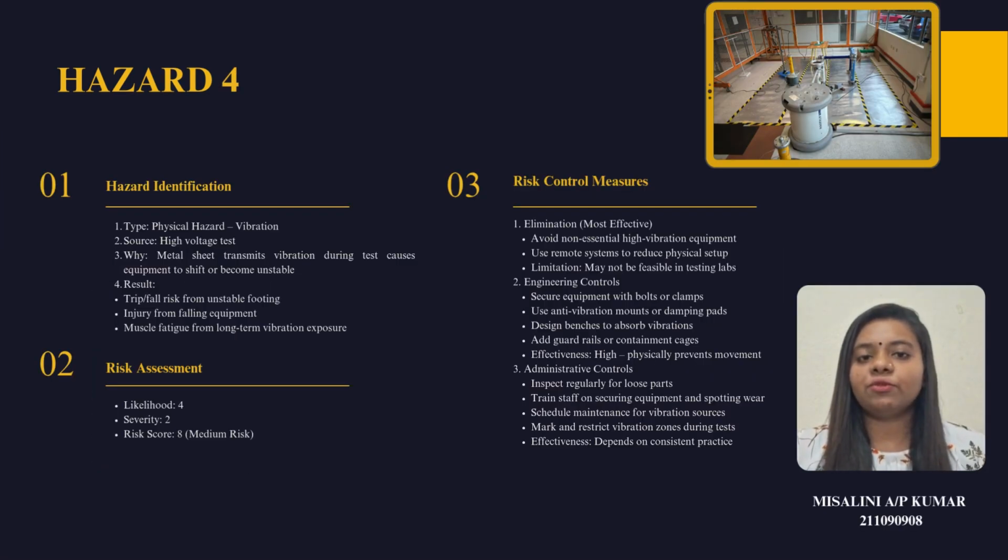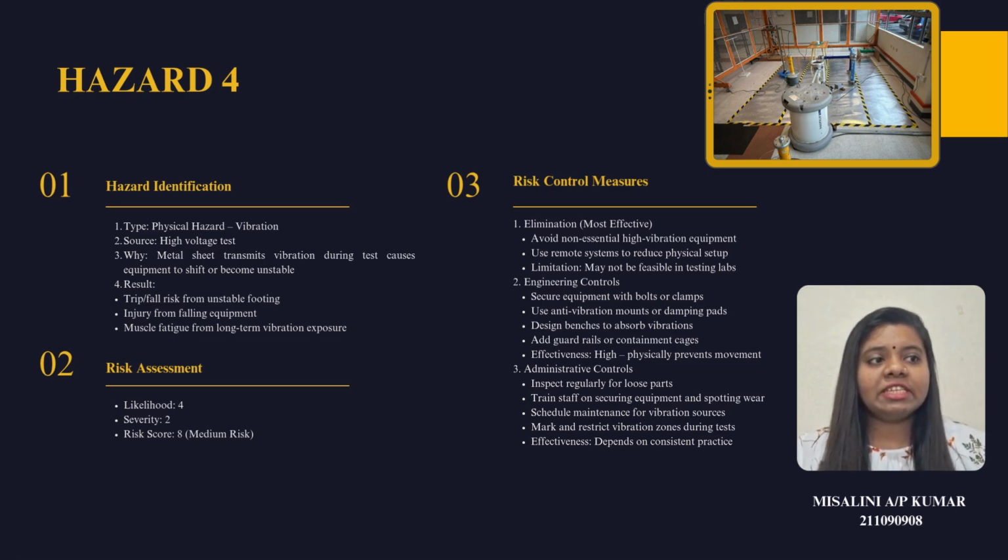Next, we address hazard 4, which is a physical hazard involving unsecured equipment due to the vibration during the high voltage testing. The source is the metal sheet on the floor, which can transmit mechanical vibration from heavy electrical devices like a transformer. This vibration can cause unstable equipment to shift, leading to injury or equipment damage. This risk is assessed as medium, with a likelihood of 4 and severity of 2.